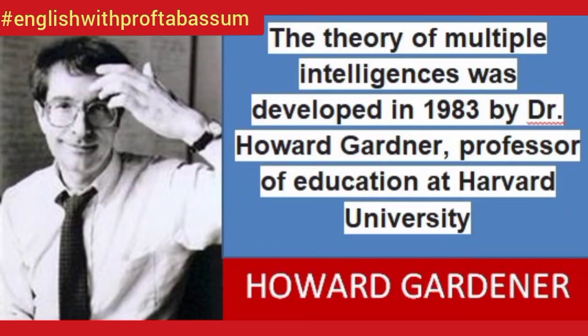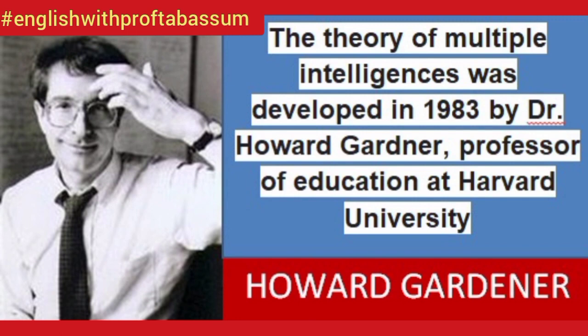He is Howard Gardner. The theory of multiple intelligences was developed in the year 1983 by Dr. Howard Gardner. He was a professor of education at Harvard University. With this theory of multiple intelligences, Gardner points out that everyone has strengths and weaknesses in various intelligences, which is why educators should decide how best to present the course material. Means teachers should learn how to present the course material given in the subject matter.